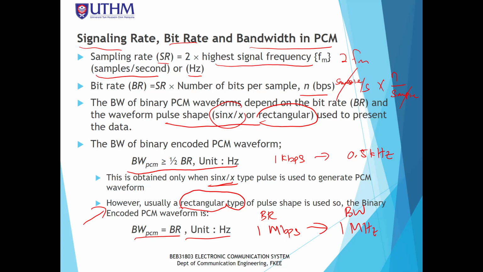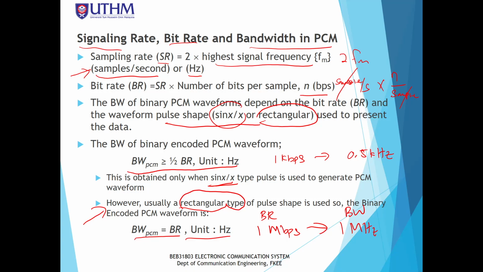It is a parameter that describes how many samples need to be taken in 1 second. So the sampling rate SR is equal to 2 fM, and the unit is samples per second, or hertz.